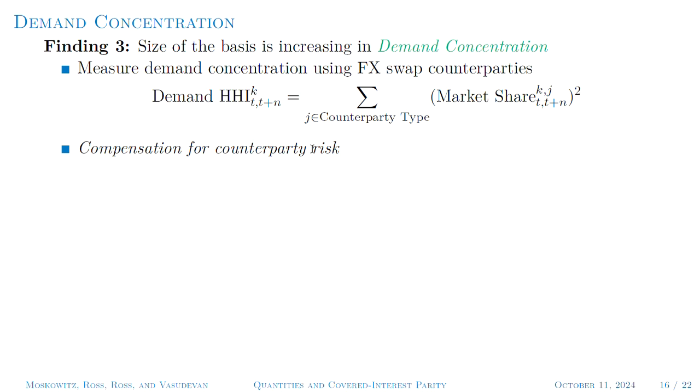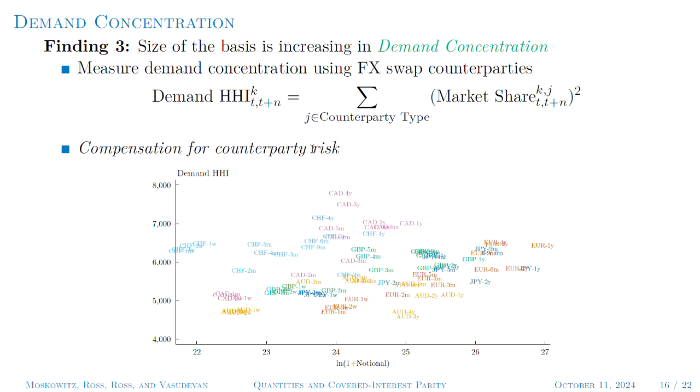We're going to measure demand concentration using a similar measure as the supply side, which is the counterparties' market share squared and summed over counterparties. We think of this demand concentration measure as compensation for counterparty risk. Plotting the demand HHI against the size, there's not that much of a clear relationship between the two. And if you look at the y-axis, there's quite a bit of variation. I'd say there's a pretty large range, and that partially reflects the fact that a lot of the banks are counterparties to each other.